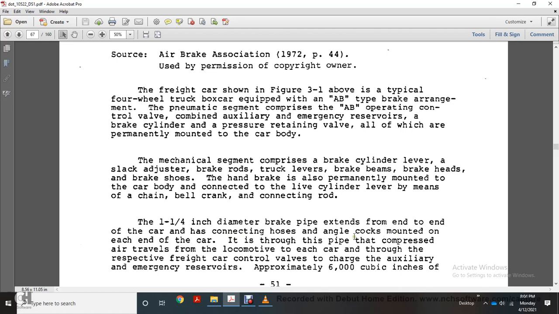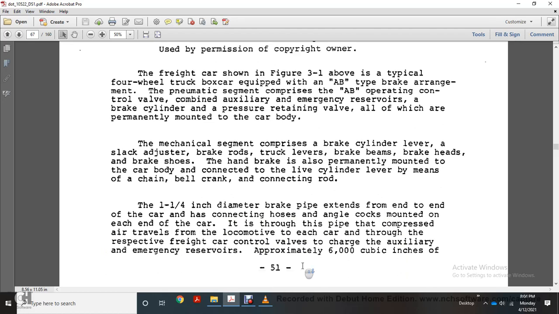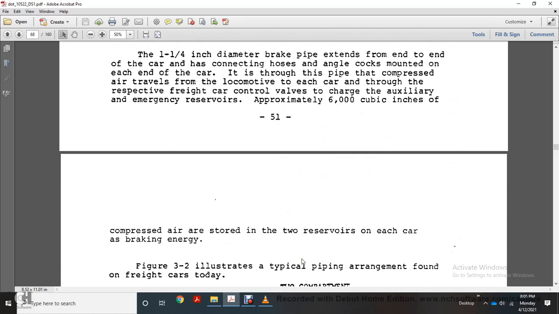Through the pipe, compressed air travels from the locomotive to each car through the respective freight car control valve to charge the auxiliary and emergency reservoir. Approximately 6,000 cubic inches of compressed air are stored in the two reservoirs on each car as braking energy. Figure 3.2 illustrates the typical piping arrangement found on freight cars today.